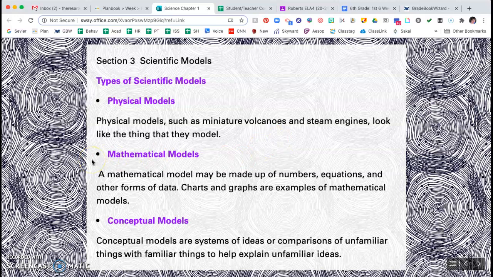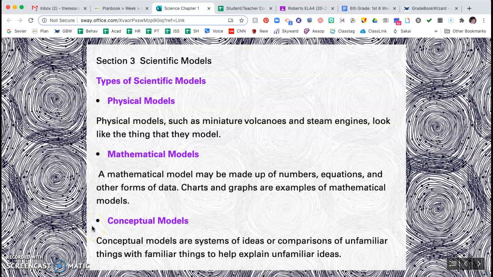Mathematical models. This can be made up of numbers, equations, and other forms of data. Charts would be examples of mathematical models that you will be doing with Mr. Weekly this year. And then there are conceptual models.